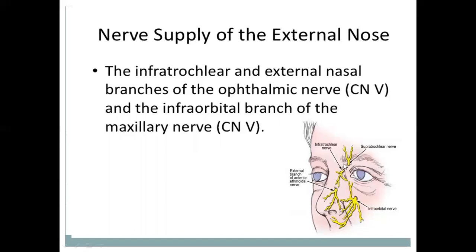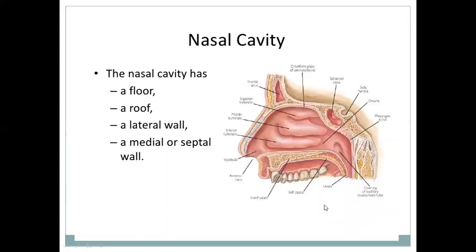So these two are from the ophthalmic nerve: the infratrochlear and the external branch of the anterior ethmoidal nerve, which is also a branch of the ophthalmic nerve, and the infraorbital branch of the maxillary nerve. Like the infraorbital artery, this is the infraorbital nerve, which is a branch of the maxillary nerve. So these ophthalmic and maxillary branches supply the skin of the external nose.